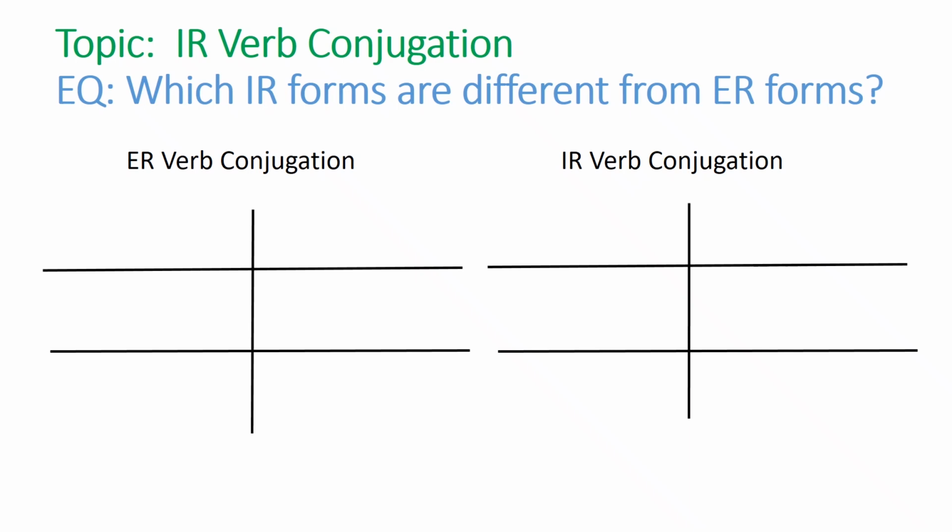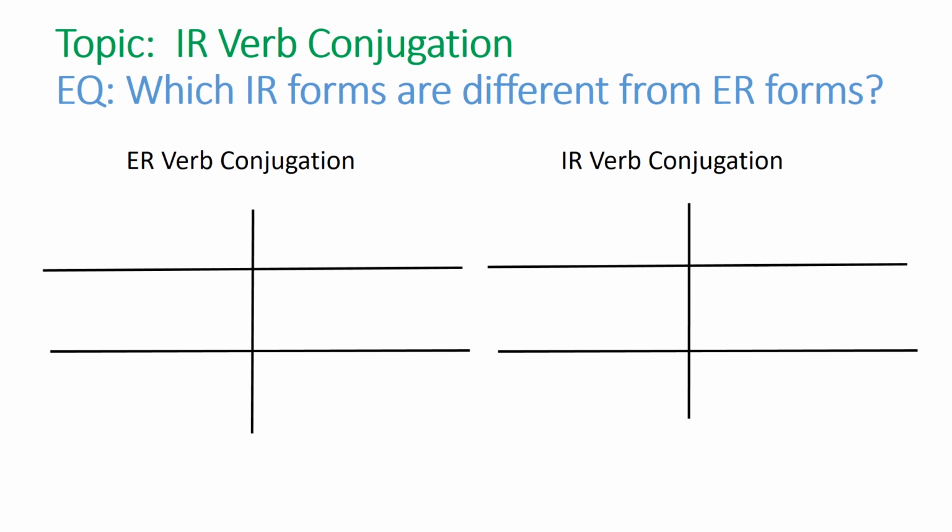All right, time to take some notes. Let's keep it quick tonight. IR verb conjugation is the topic. Essential question: which IR forms are different from ER forms? I'll give you a hint. There's only two. And of those two, you'll only need to use one of them.